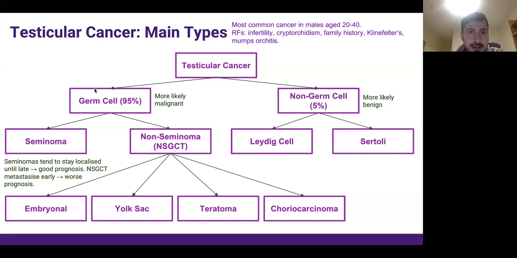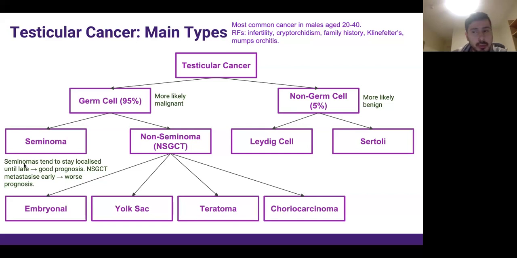And so testicular cancer is the other important condition you need to think about. It's a common cancer in males aged 20 to 40, and the risk factors include undescended testes, family history, Klinefelter syndrome, which is XXY, and mumps orchitis. Most testicular cancers are germ cell, and it's fairly equal between seminomas and non-seminomas. And a very small amount can be non-germ cell.